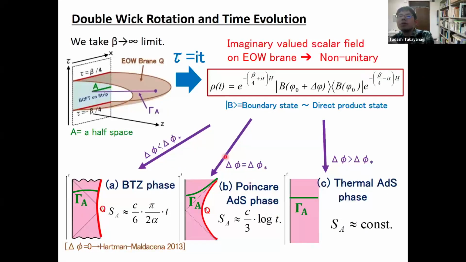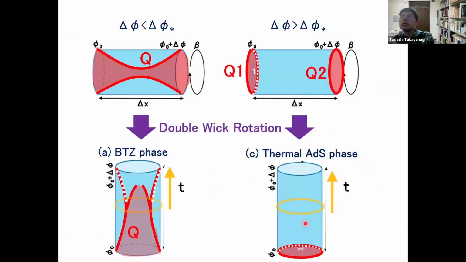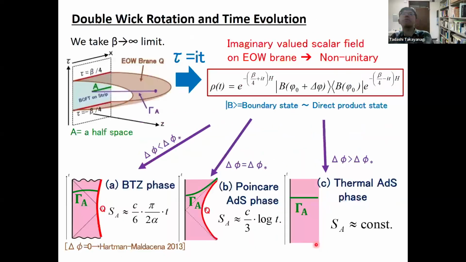And if we go beyond this critical point, it becomes trivial because the end of the world brane just disappears, and we get the same as the usual result. It's just constant, no time evolution at all. So that way, the entanglement entropy's time evolution behavior completely changes. It has this sort of phase transition.